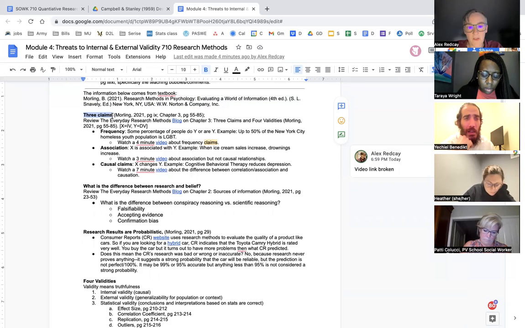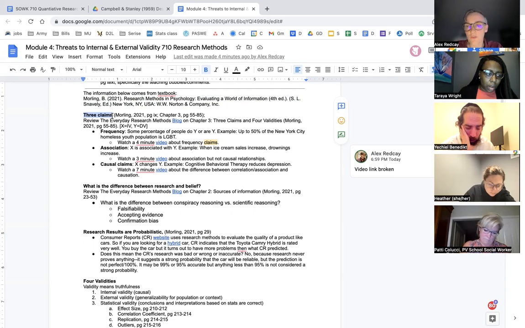So the example here is when ice cream sales increase, drownings increase. That does not mean that ice cream causes drowning. The factor is actually just warmer weather causes more people to swim, which causes more people to drown. So this is what is most often referred to as correlation, not causation.